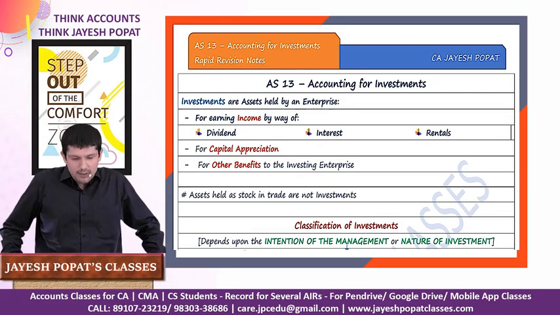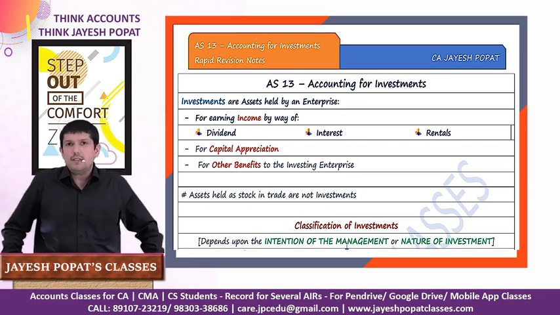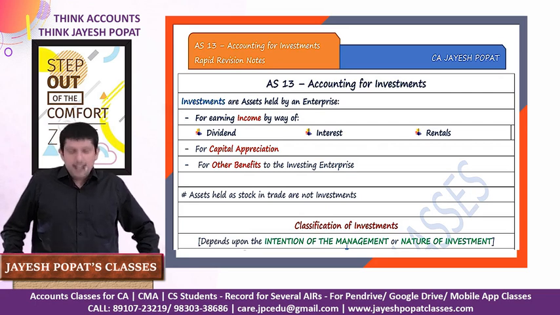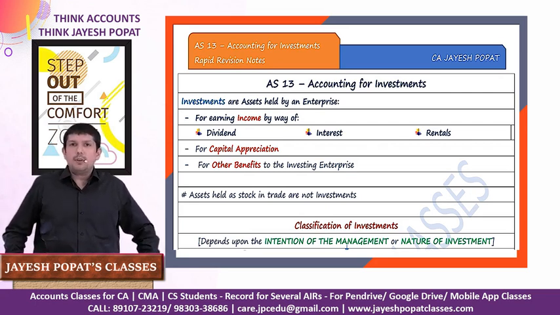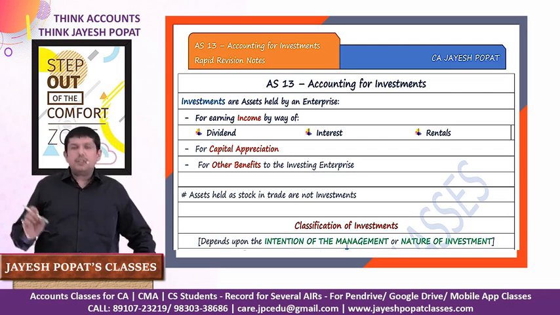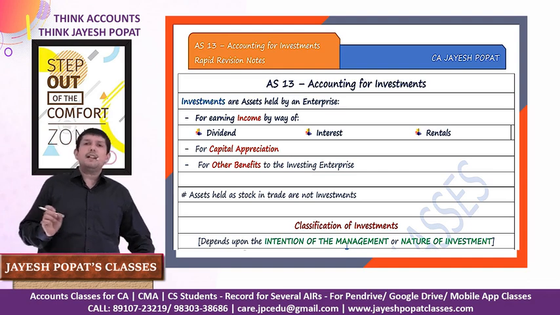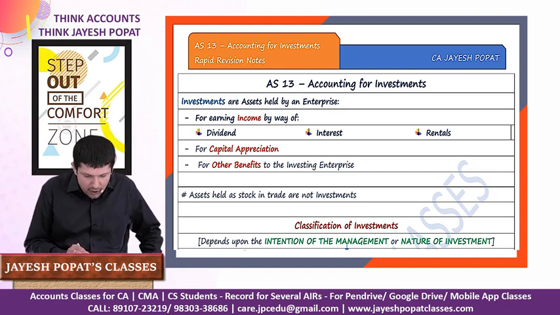Let us start with the revision of Accounting Standard 13, accounting for investments. First we'll quickly cover the concepts covered in the standard, and then we'll move on to some very important practical questions, right? So let us start the revision. First of all, let us understand what we mean by investments. Investments have been defined as assets held for earning income.